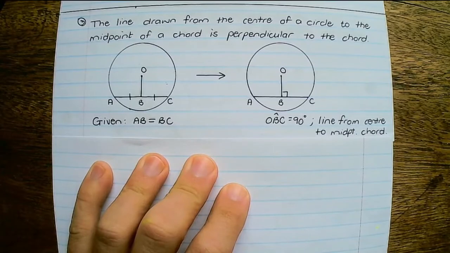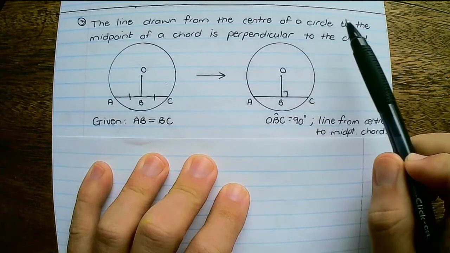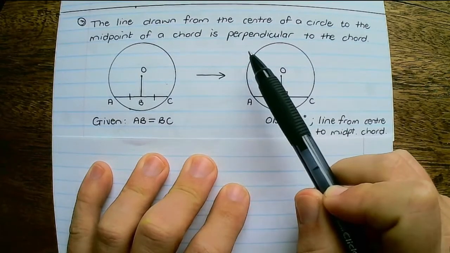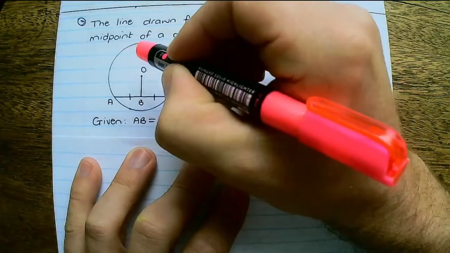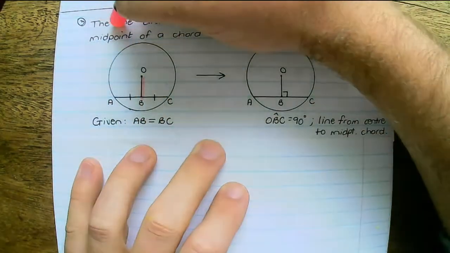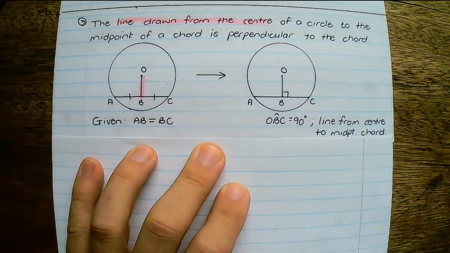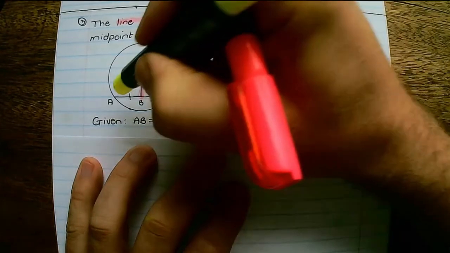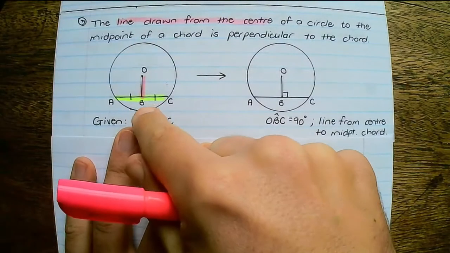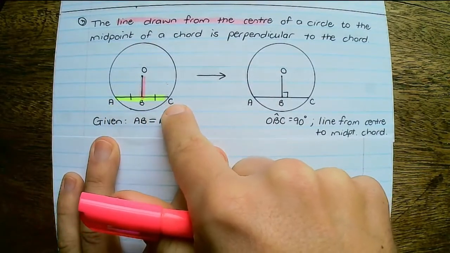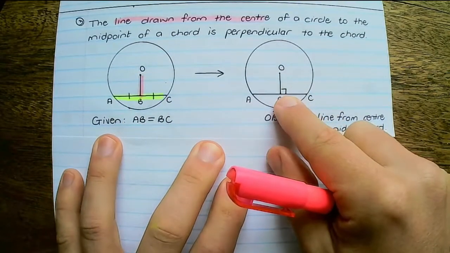The third one that we have for today is the line drawn from the center of a circle to the midpoint of the chord is perpendicular to the chord. So if I have a line that I draw from the center of the circle, that's the line OB, and that line meets a chord, that's the chord AC, in its center. So B is the middle of the chord AC. Then this line OB is perpendicular to the chord.